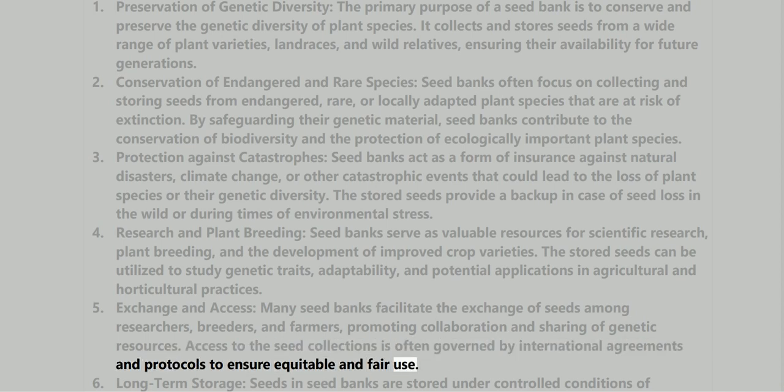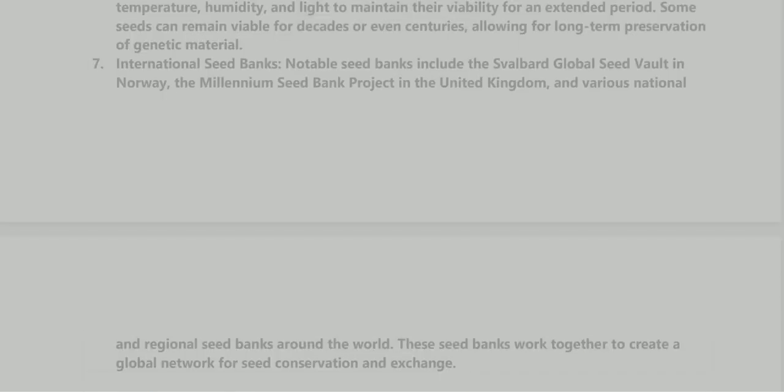6. Long-term storage. Seeds in seed banks are stored under controlled conditions of temperature, humidity, and light to maintain their viability for an extended period. Some seeds can remain viable for decades or even centuries, allowing for long-term preservation of genetic material.